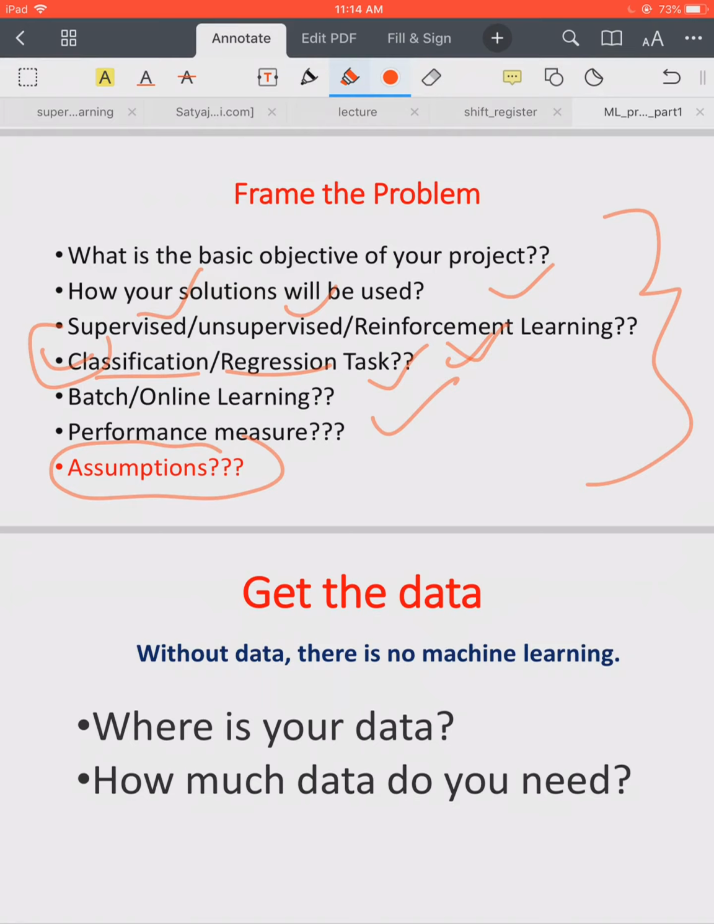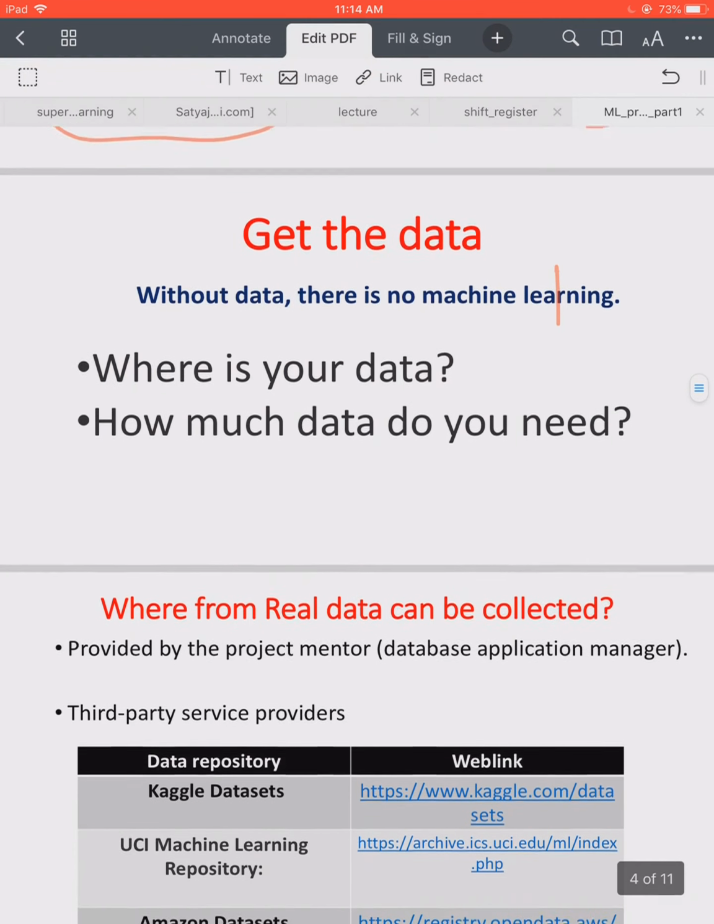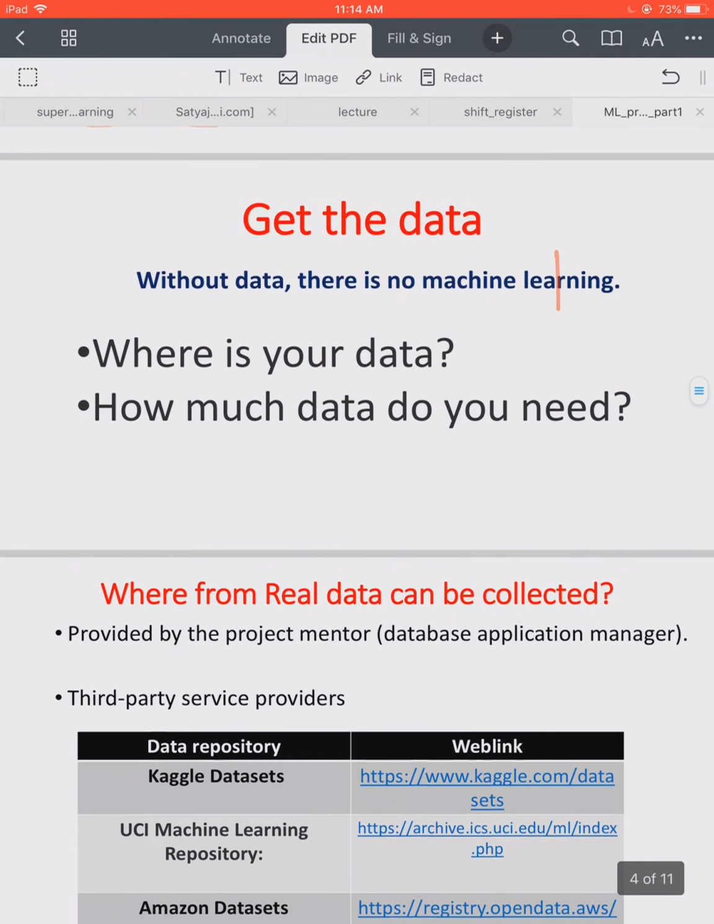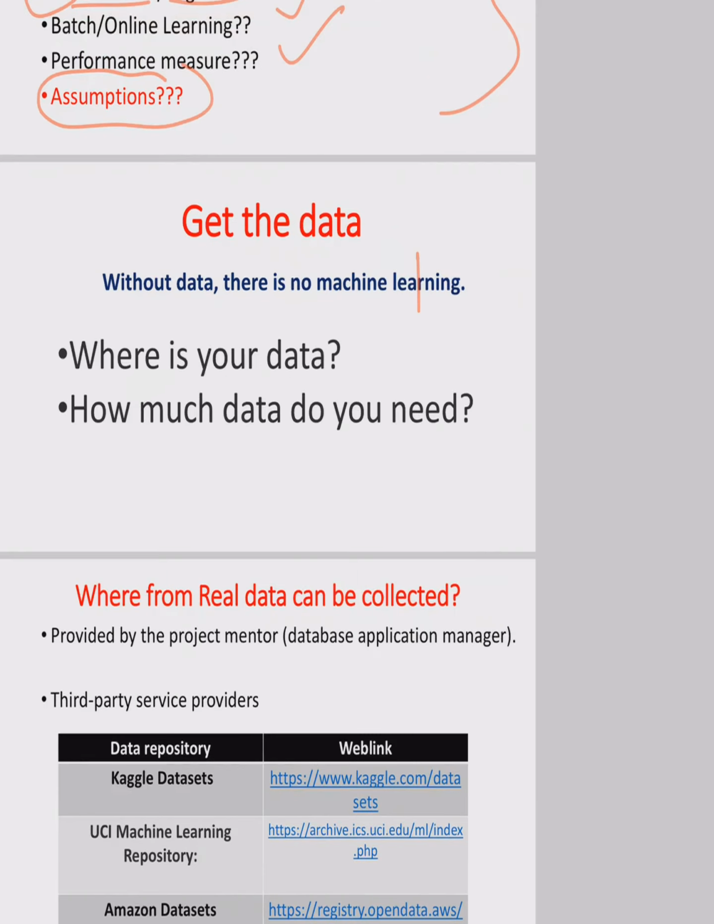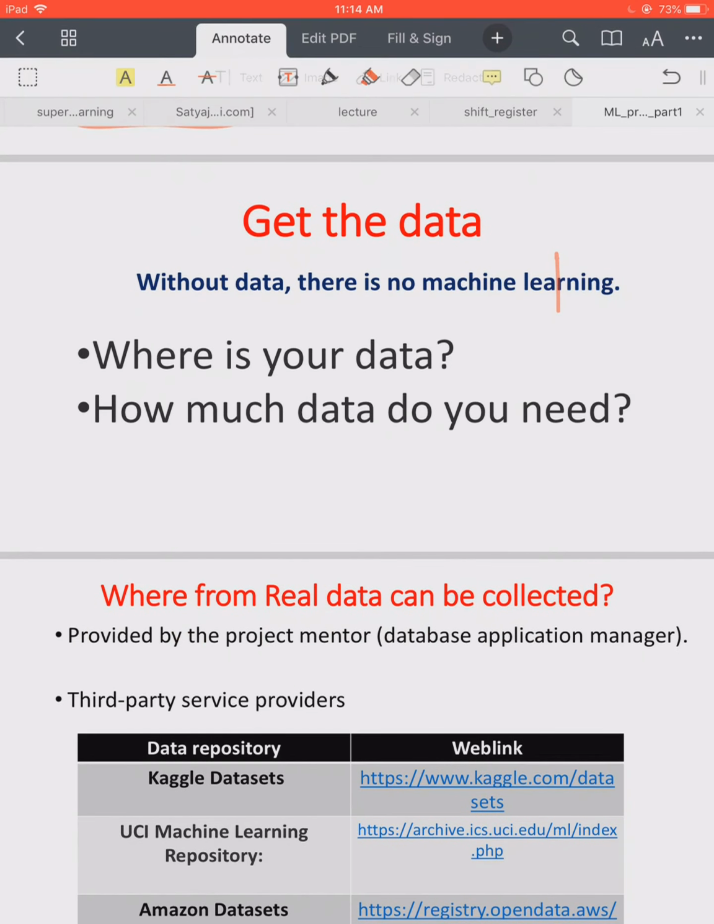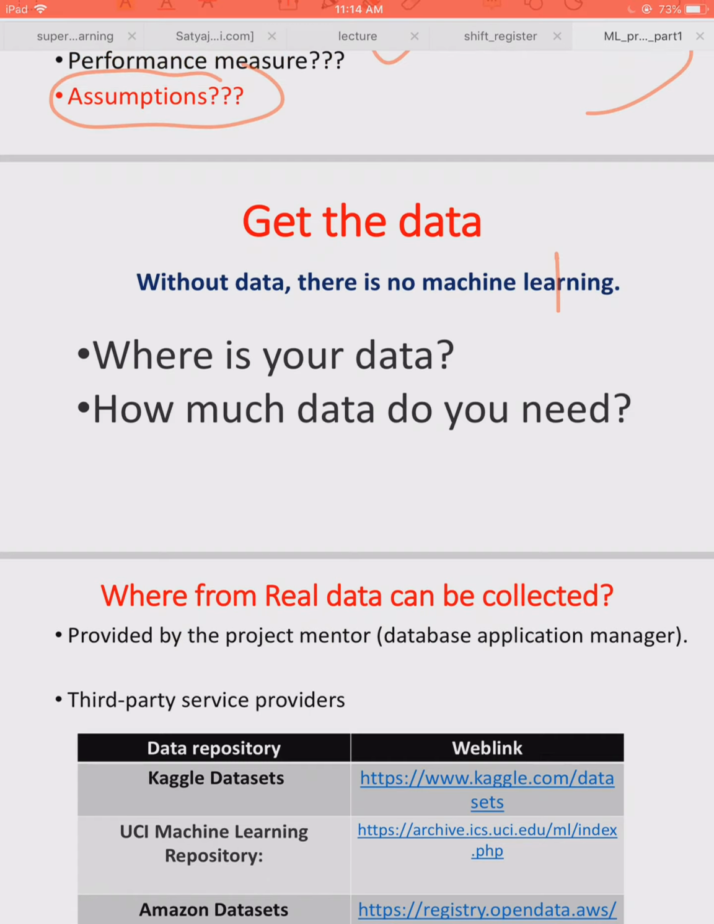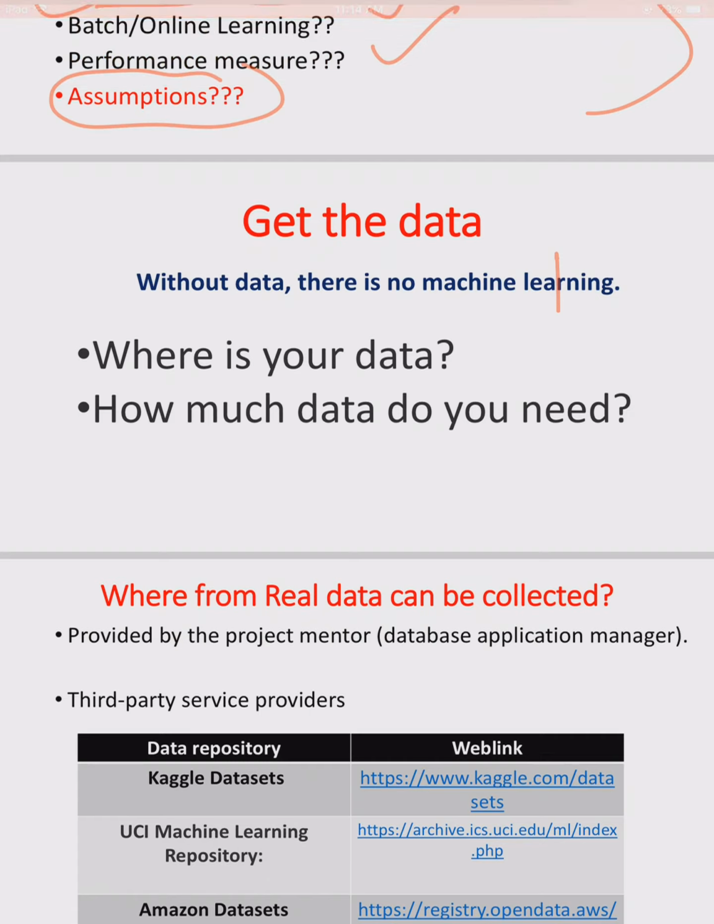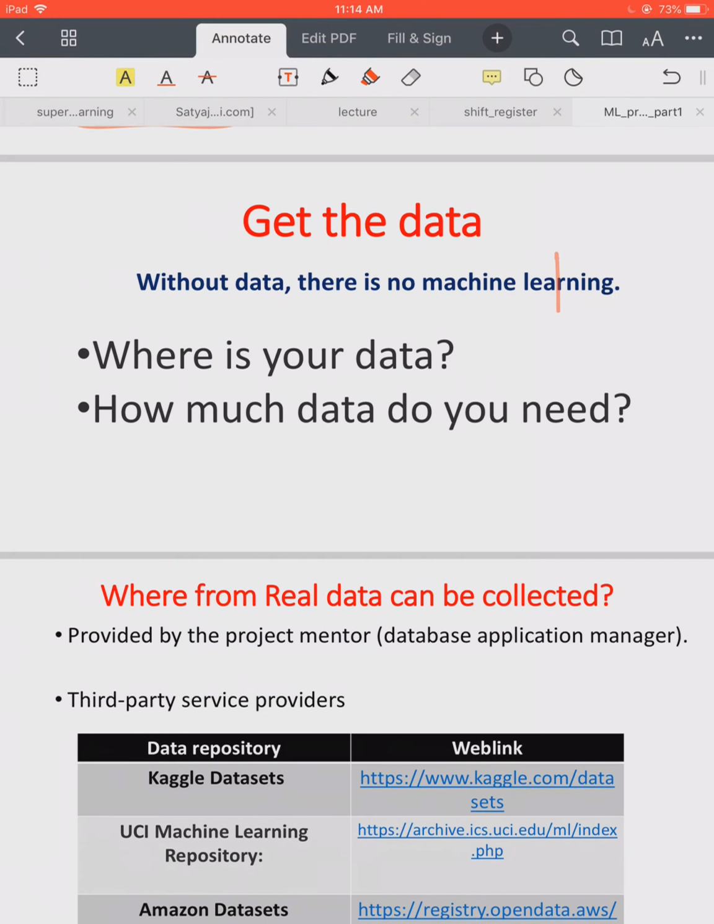Obviously the next step is getting the data, because without data there is no machine learning. So when you think about data, many questions may emerge: where is your data, where do you collect your data from, and how much data do you really need for any project? All these questions are important.